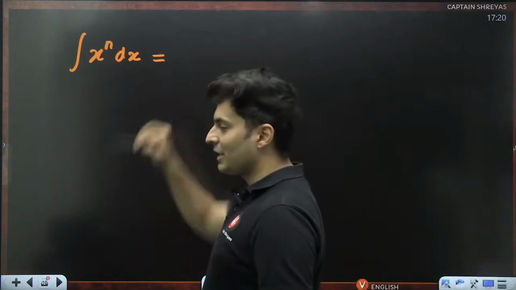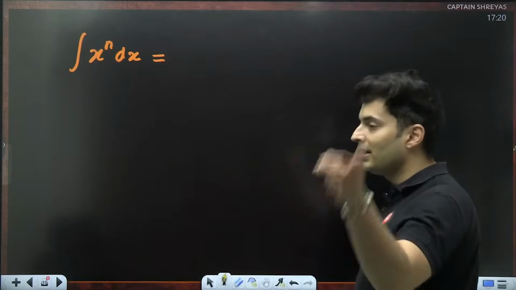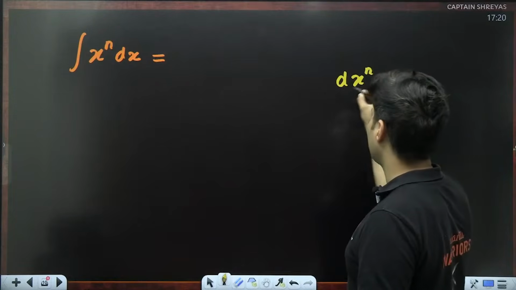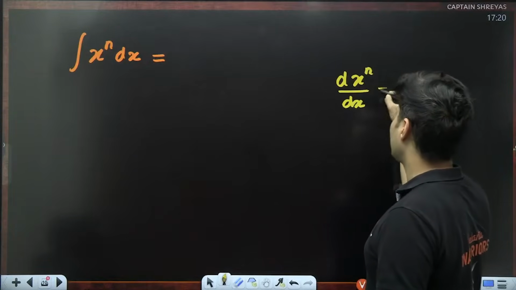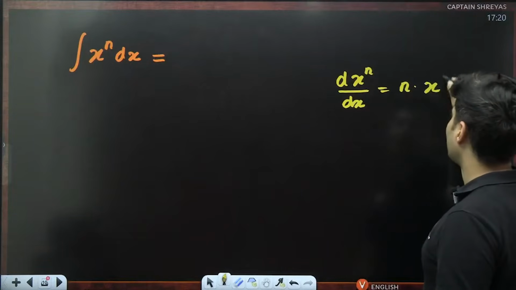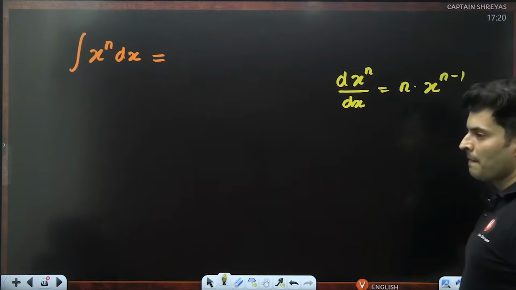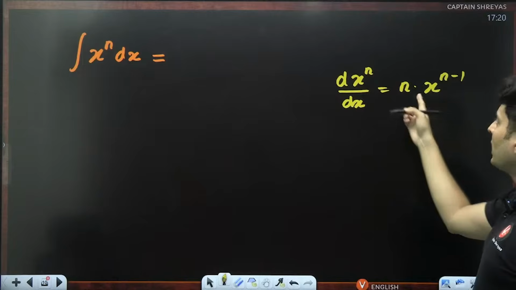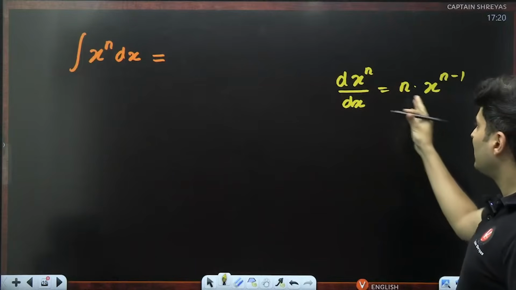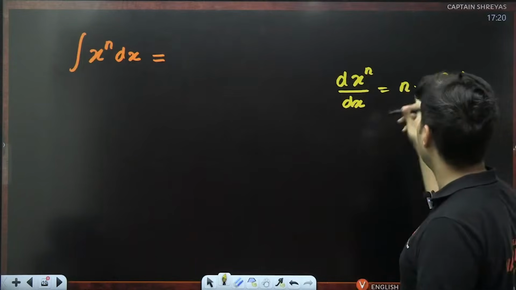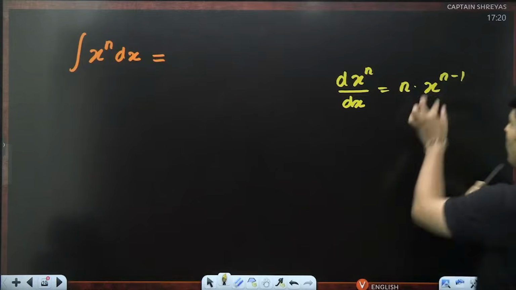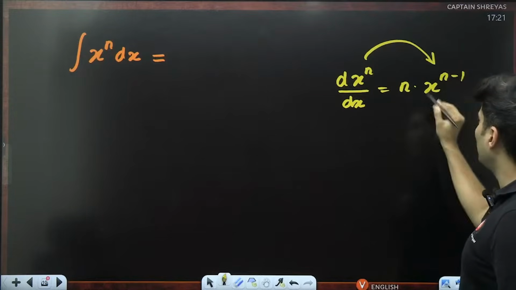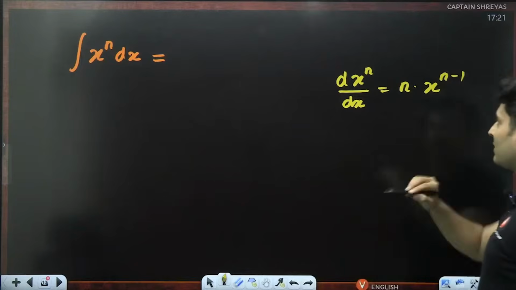What will be the integration of this? Think, whose derivative will give me x raised to n? If I take the derivative of x raised to n with respect to x, what I get is n into x raised to n minus 1. Well, this is not exactly what I want. Let's first of all shift n on this side, because the answer should only have x raised to n over here. Derivative of this gives me this. I don't want to integrate this. I want to integrate x raised to n.